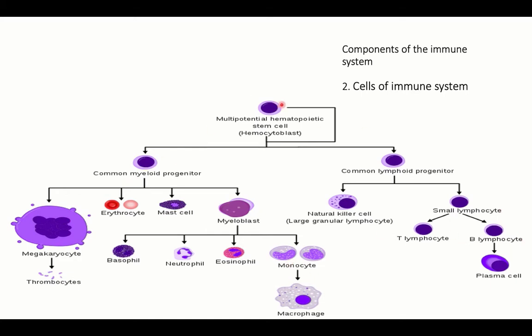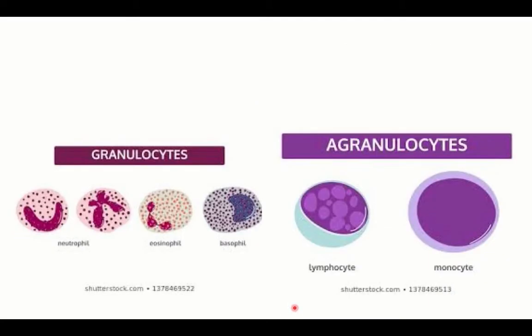We have stem cell, okay, followed by common myeloid progenitor and lymphoid progenitor. The lymphoid progenitor produces natural killer cells and lymphocytes, while the myeloid progenitor produces the erythrocytes, megakaryocytes, and the granulocytes, including basophils, neutrophils, eosinophils, and agranulocytes, including monocytes that differentiate into macrophages in tissues. So these are granulocytes, okay, and these are agranulocytes: lymphocytes and monocytes. All these constitute the white blood cells.